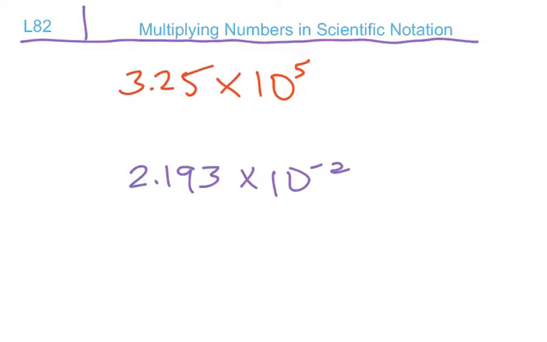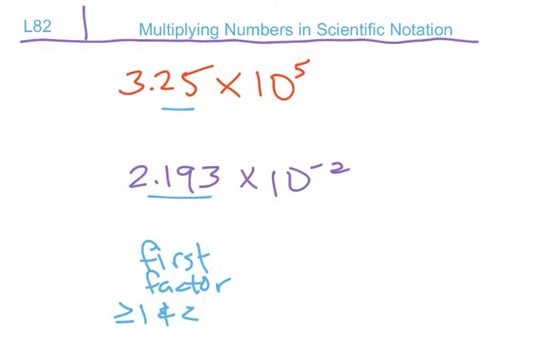L82, we're going to look at a new idea, multiplying numbers in scientific notation. It wasn't too long ago that we had a lesson about making sure that things were in scientific notation. So just as a quick review, here are two things in scientific notation. Remember, things we want to be concerned with are what we call the first factor. That's that 3.25 and that 2.193.